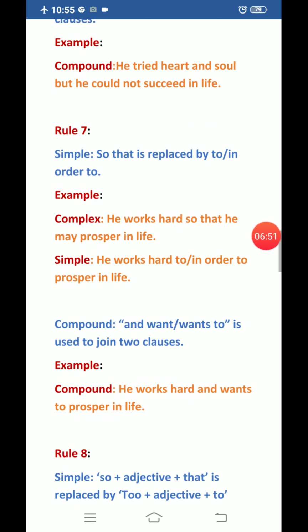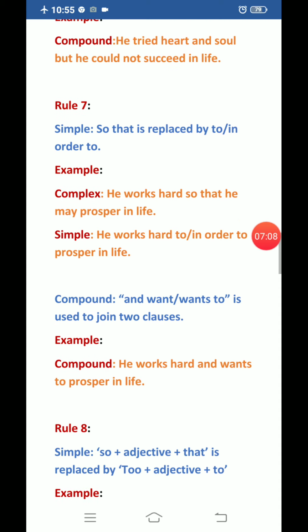Rule number 7. Rules for simple sentence: "so that" is replaced by "to" or "in order to." Complex sentence, example: He works hard so that he may prosper in life.